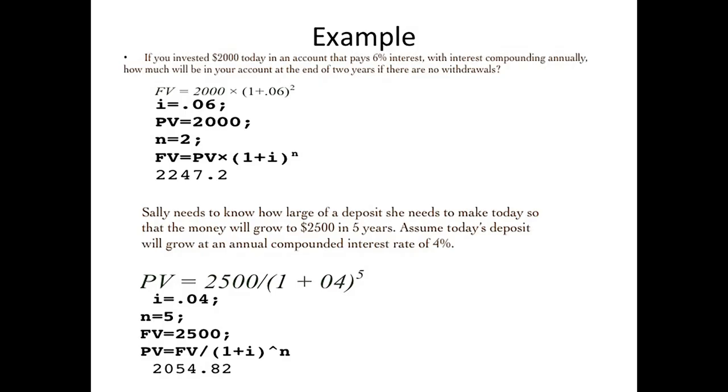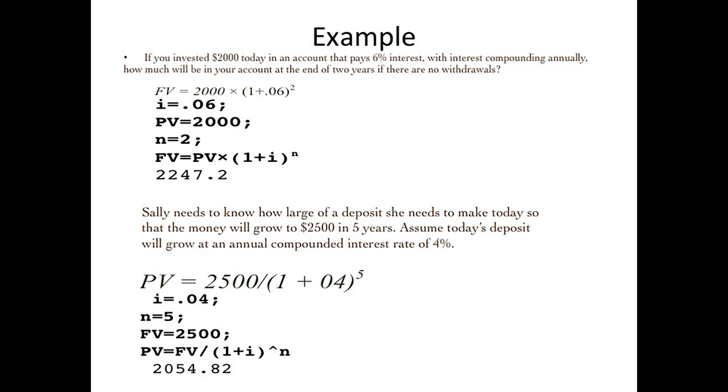Sally needs to know how large of a deposit she needs to make today so that the money will grow to $2,500 in 5 years. Assume today's deposit will grow at an annual compounded interest rate of 4%. Again, this is a story problem. Let's extract the relevant information we need to solve the problem. So let's break it down here.